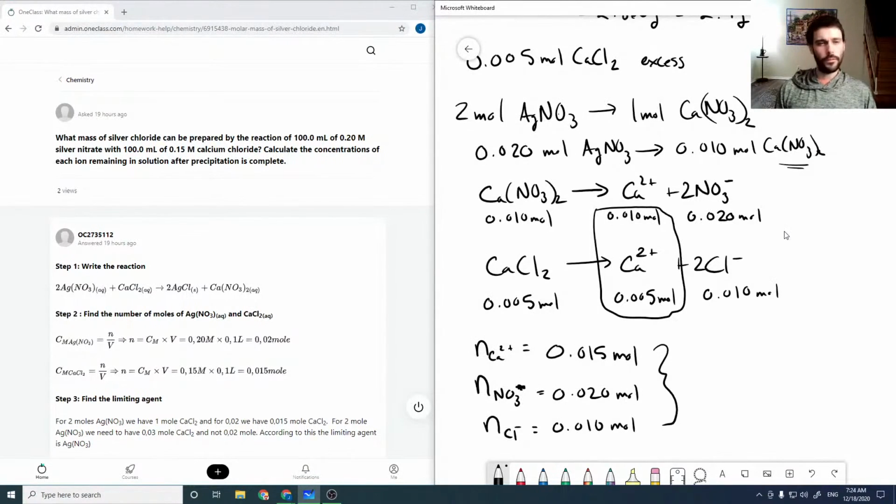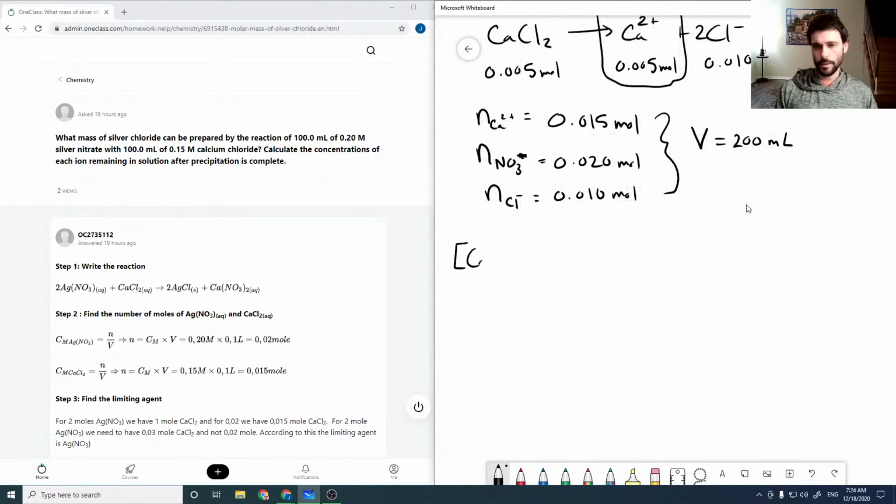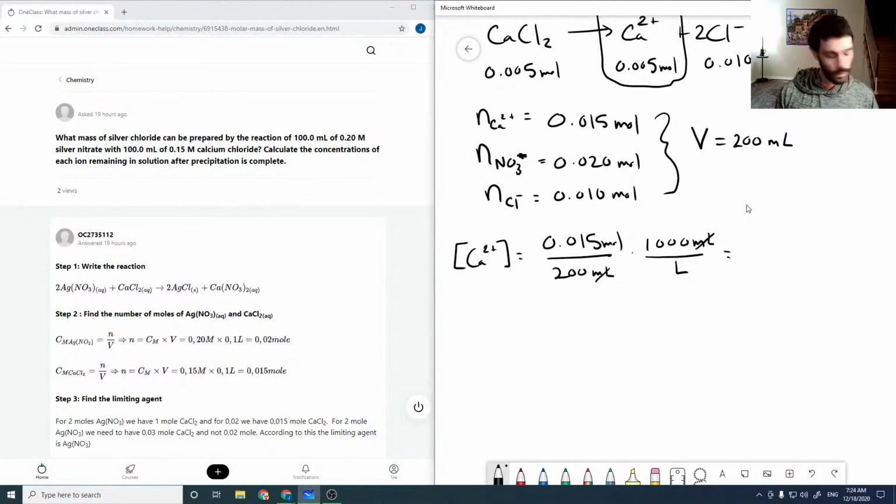Now to get our concentration, we need our volume. We poured in 200 mil solutions, so our volume is 200 mils. And so then our concentration of calcium 2+ is our moles over our volume. And now molar is typically in liters, so we're going to want to multiply by 1 liter per 1,000 mils, canceling the mils, and giving us 0.075 molar.